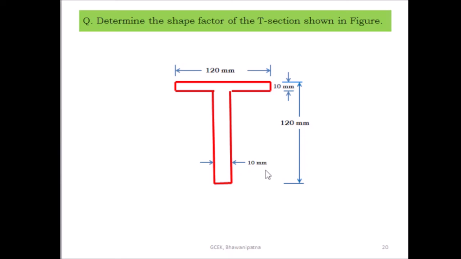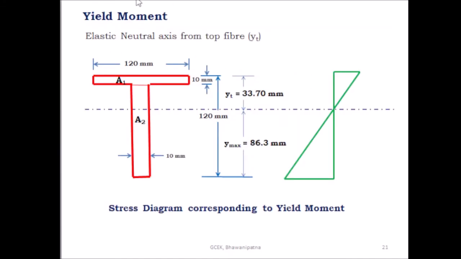So for yield moment, first you have to find out the centroidal distance of this section from the top of the flange. So first for yield moment, you have to find out the elastic neutral axis from the top fiber, because here the elastic neutral axis and the plastic neutral axis both do not lie on the same line. Both are different due to the unsymmetrical section.